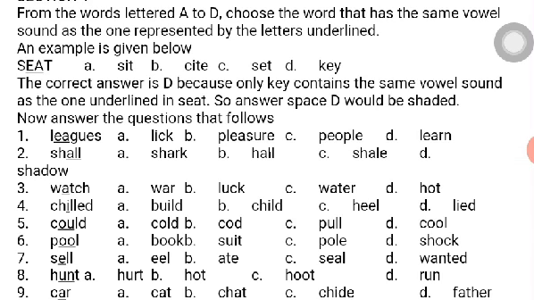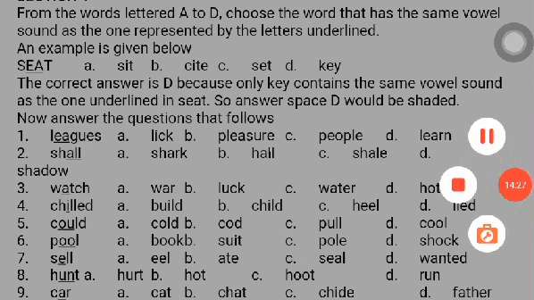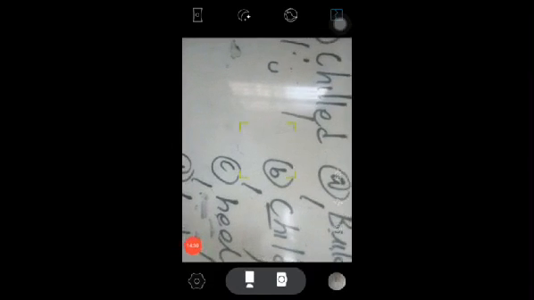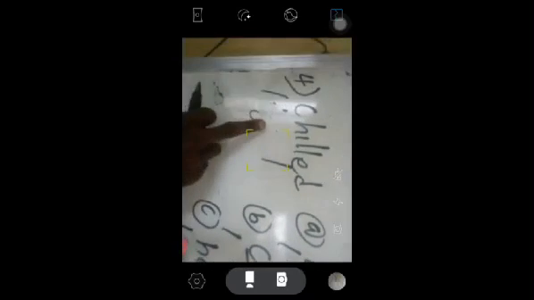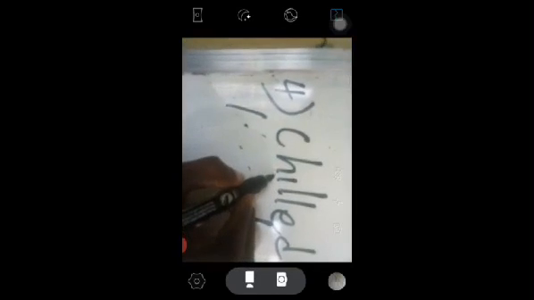We have option A, BUILD, then option B, CHILD, then option C, HEEL, and option D, LIED. So now let's figure out the answers by going to the answer board. Are we ready? Let's go there. Now here we are again at the marker board of answers. As you can see, we have the word chilled and we are looking for the letter I, the underlined part. And what sound will it give us?